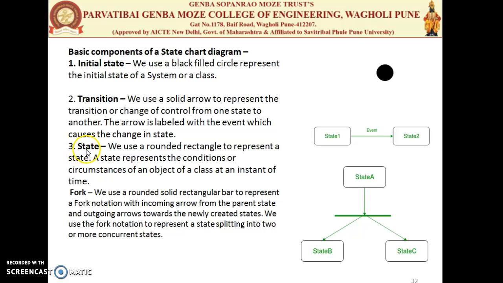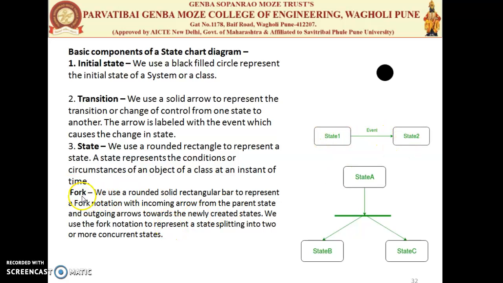Third is the state, which is a rectangular box with the name defined inside. The state represents some condition or circumstance of that particular object. The object moves from one state to another depending on some event, some interrupt, or some timer. These are not actions, processes or commands. These are the different states of the object.